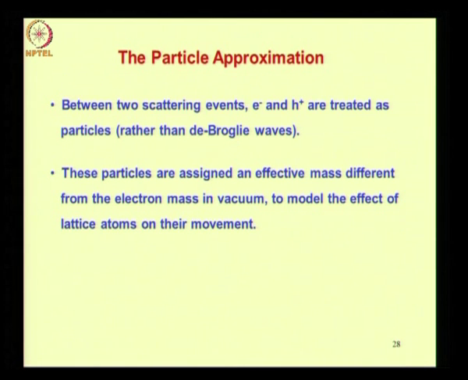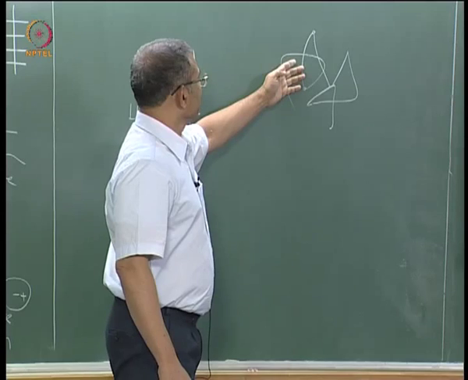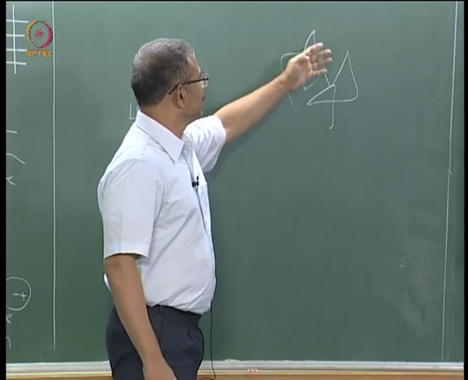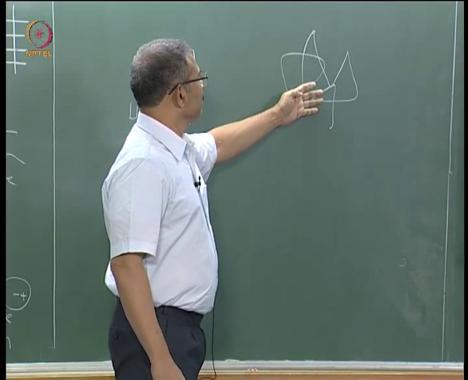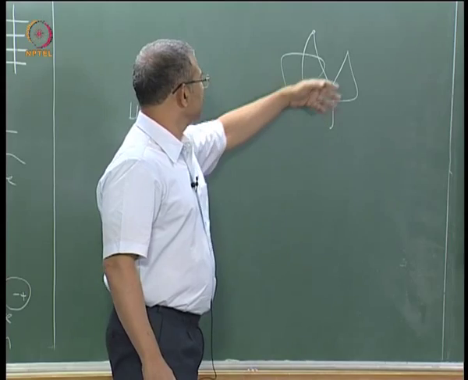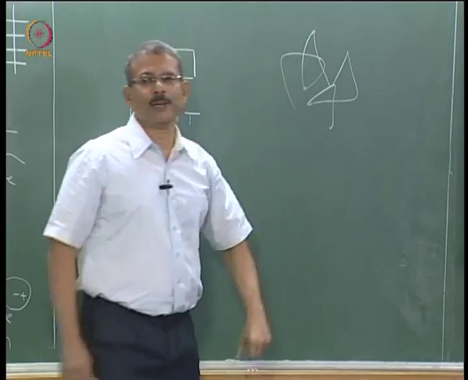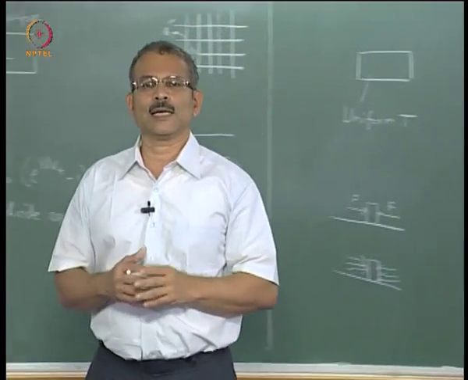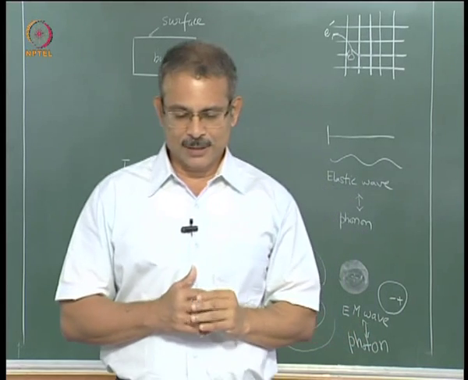Now this point is shown in the slide. The particles are assigned an effective mass different from the electron mass in vacuum to model the effect of lattice atoms on their movement. So this movement of electrons or holes is happening in a lattice, unlike electrons and holes in vacuum. Therefore lattice atoms will influence this movement, and that is the influence that you are capturing in effective mass.